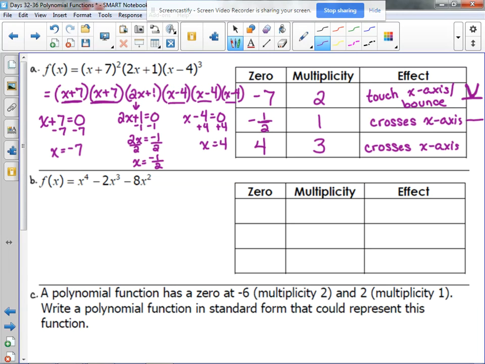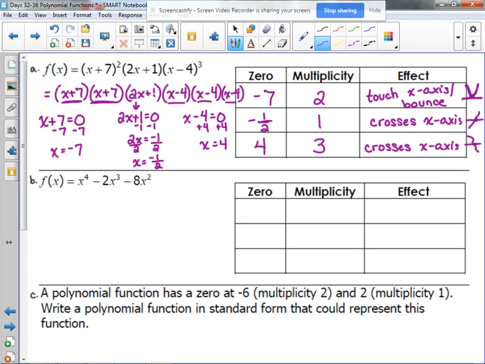So if it crosses the x-axis, then that zero, whatever's going on here with that polynomial, it's going to cross the x-axis. Okay, questions about that?